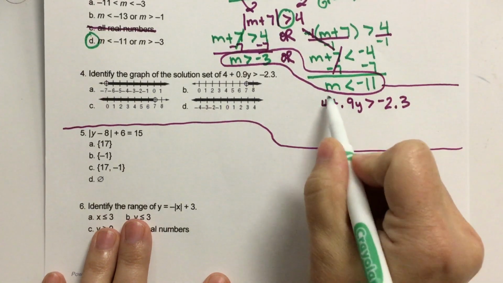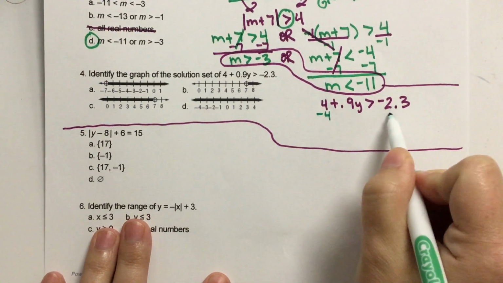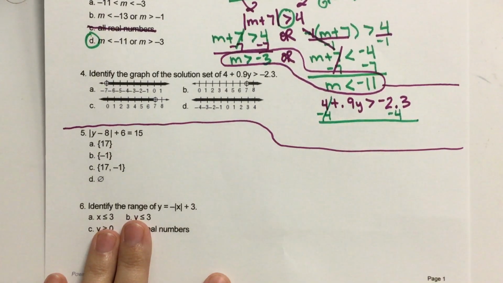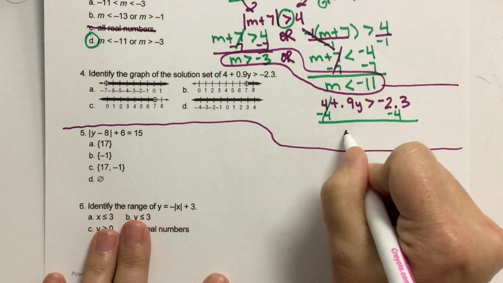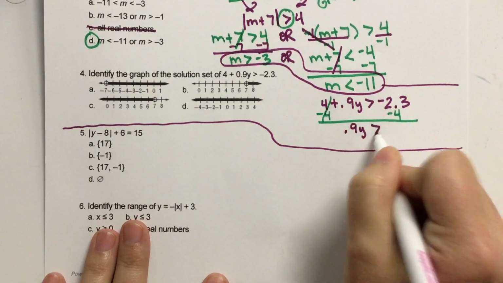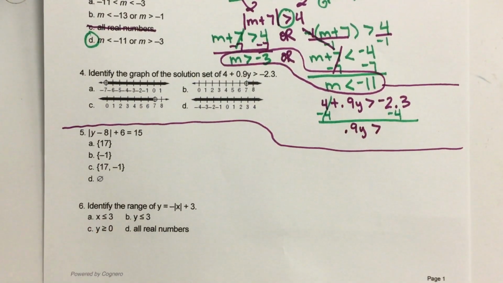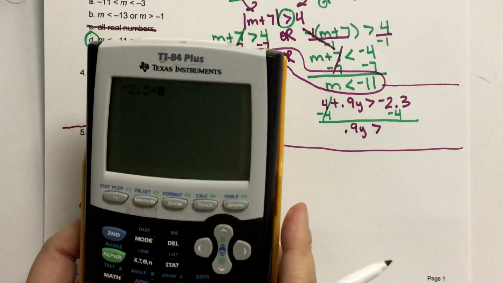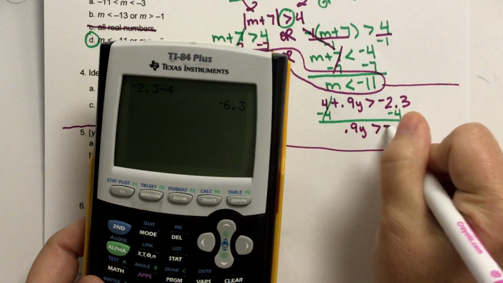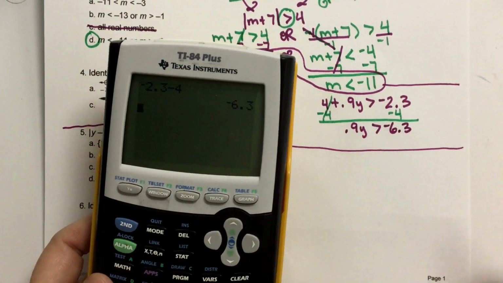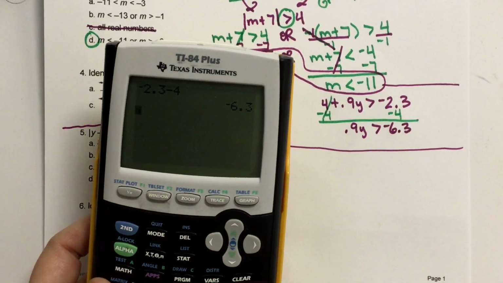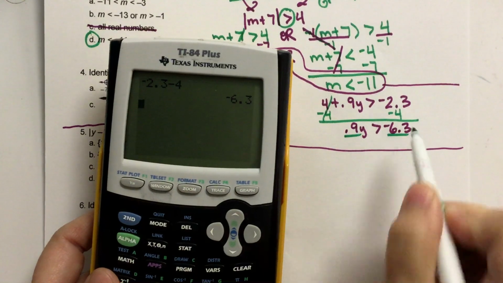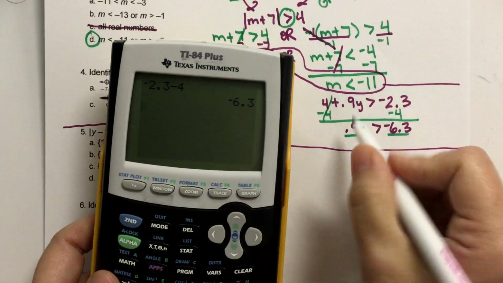So to get rid of this addition of 4, I'm going to subtract 4 from both sides. 4 minus 4 zeroes out. Shoop. Your 0.9y comes down, your symbol comes down, and now I'm going to take -2.3 minus 4. So -2.3 minus 4, and I get -6.3. Okay, and then to get the y by itself, do you know what you would do next? You would undo this multiplication with division, so we're going to divide both sides by 0.9.